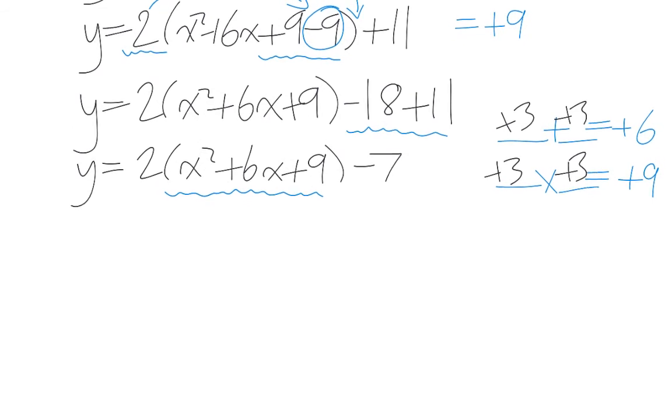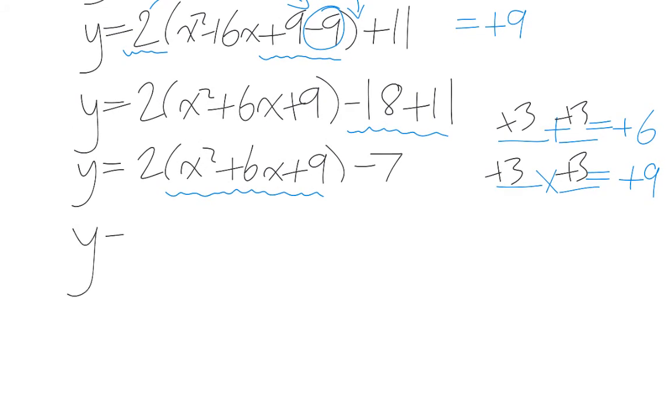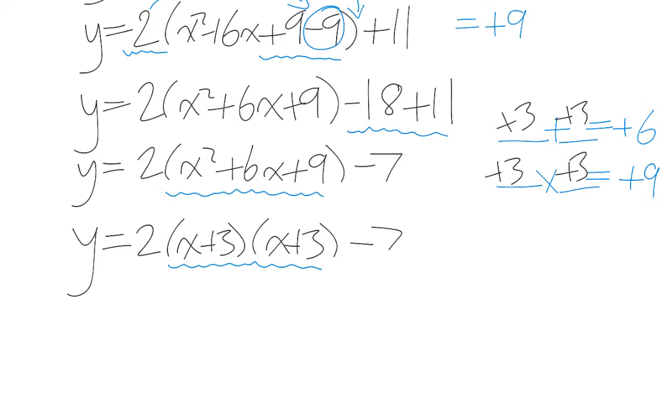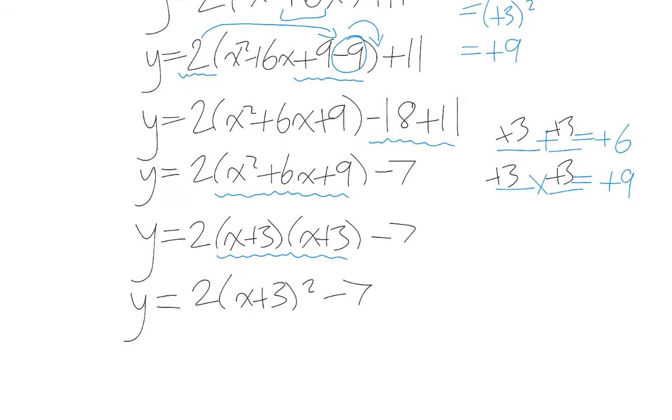Which means we can factor our perfect square trinomial into x plus 3 multiplied by x plus 3, and the negative 7 stays the same. However, when you have a number multiplying by itself, you can simplify that with exponents. So that would be x plus 3 squared subtract 7. And there you have the quadratic relation in vertex form.